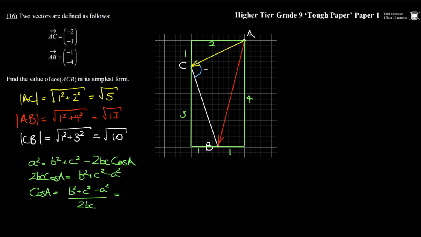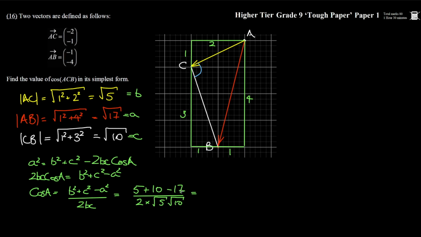Now, if this is the angle we need, this must be effectively A. And the other two really don't matter, but let's make that one B and that one C. So this is equal to 5 plus 10 minus 17 all over 2 multiplied by B and C, which is root 5, root 10. Remember, we're just finding the value of cos A rather than A, so we don't need to resort to a calculator. We're not allowed to in this paper, so this should still be simplifiable to something that looks quite nice.